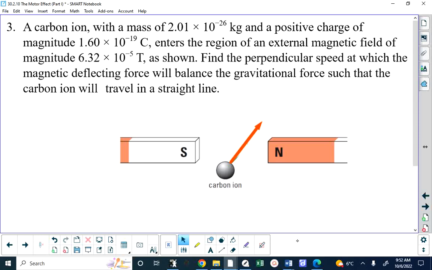And if I point the fingers of my right hand north to south, and I twist my wrist so that my thumb is poking in, the palm of my hand faces the sky or the top of the page, which means the magnetic force is towards the top of the page. We weren't asked to do that, but what we're asked is, how fast does this ion have to move so that it will travel in a straight line through there?